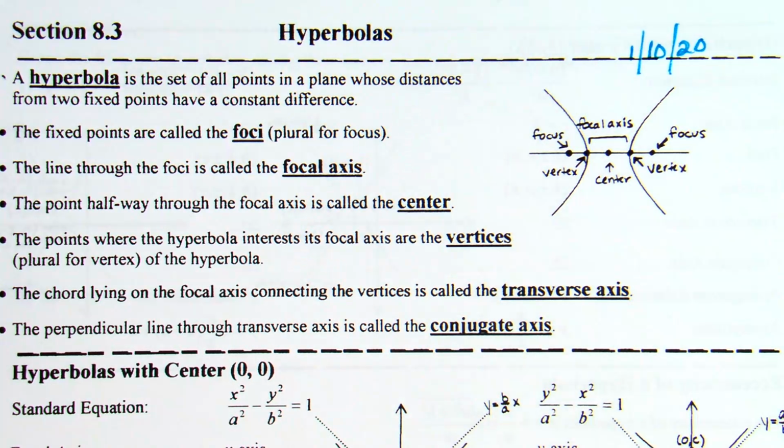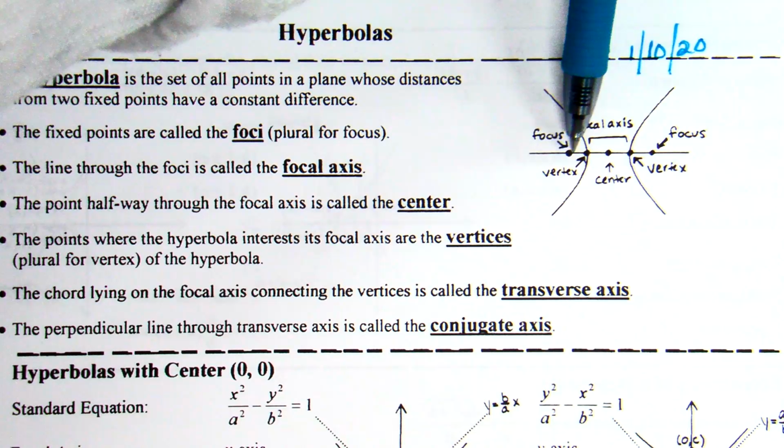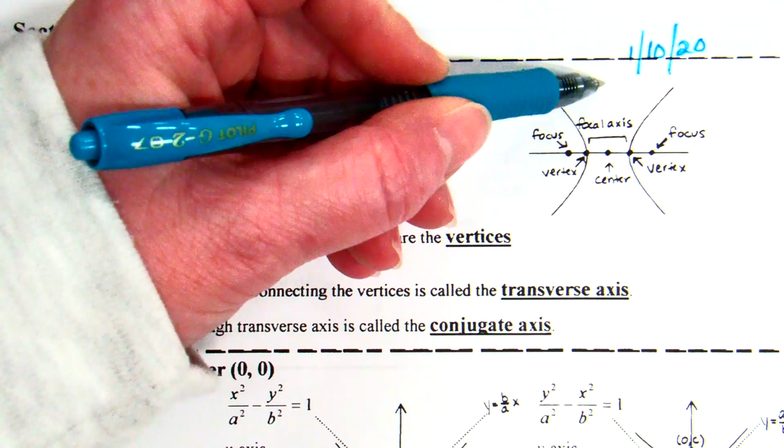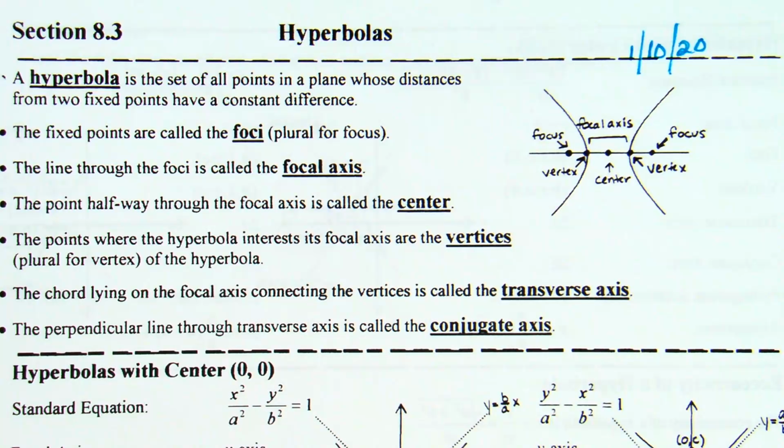Other big difference on the ellipse, we had major and minor axis. Well, now the major axis is the transverse axis, and the minor axis is the conjugate axis. So the chord on the focal axis connecting the vertices, so what goes through here is your transverse axis, from vertex to vertex. The perpendicular line through the transverse axis is the conjugate axis. So it's not drawn in this picture, but we'll be drawing it as we do our pictures. But it goes vertically through the center. That is your conjugate axis.